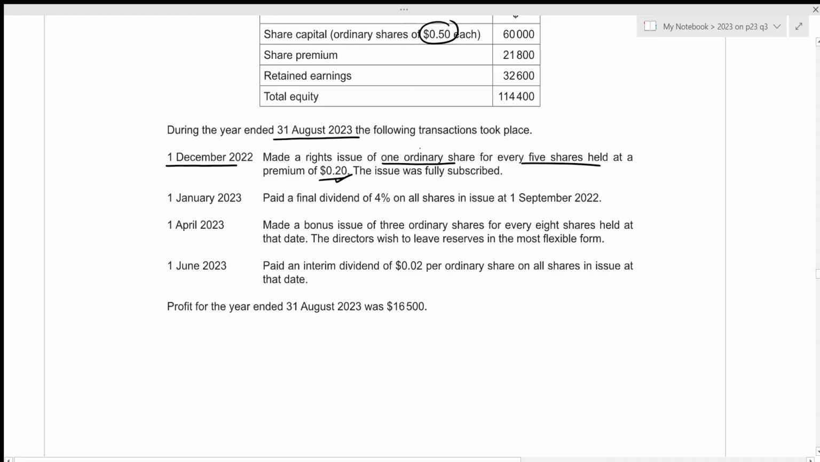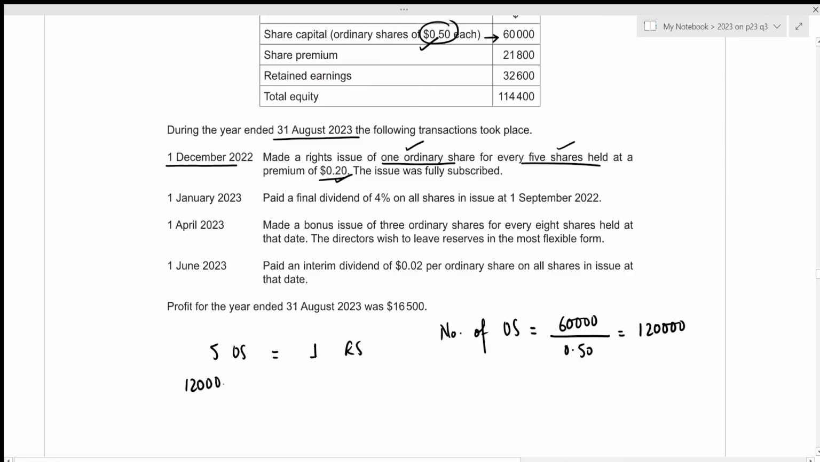Okay, so the condition here is that we are providing 1 new right share for every 5 ordinary shares. So for every 5 ordinary shares we have, we'll be providing 1 new right share. The first thing that we need to do is figure out our number of ordinary shares before this rights issue. So we need to refer to the value of our share capital of 60,000. And while calculating the number of ordinary shares, we just need to divide the value by our nominal rate, which is 0.50. This gives the number of ordinary shares to be 120,000. Now for 120,000 ordinary shares, we need to give 1 by 5 times 120,000 right shares, which is 24,000 right shares.